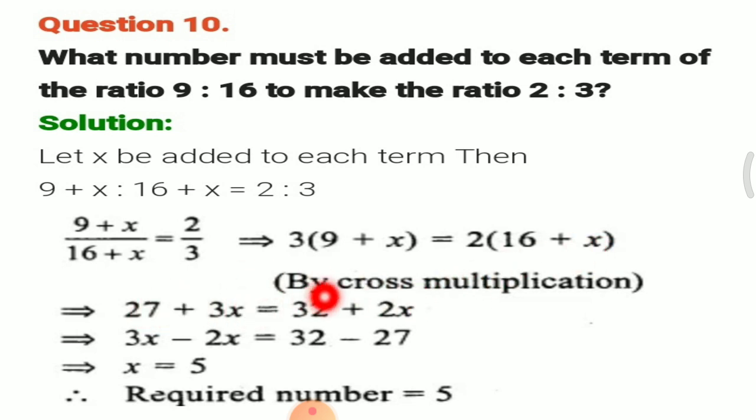After that you send 2f to the left hand side. So 3f minus 2f is equal to 32 minus 27. Okay, f is equal to 5. So the required number is equal to 5. Okay guys, all of you understand? So all of you solve all these questions in your fair copies.